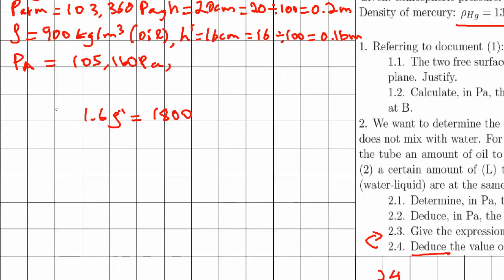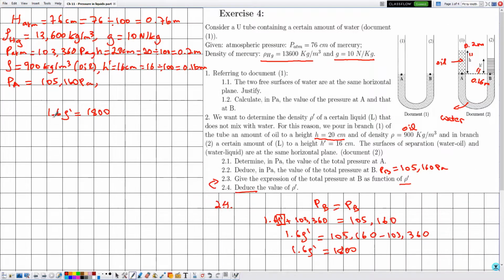Recall that we are interested in determining the value of rho prime. Here we have determined the value of 1.6 rho prime. In order to get rid of 1.6, we divide both sides by 1.6. Then we have that rho prime is equal to 1,800 divided by 1.6. Plugging this fraction on the calculator, the value of rho prime is 1,125. Since all of these quantities are expressed in SI, the value of rho prime will be expressed in SI, which is kilogram per meter cube. Then the density of this liquid is 1,125 kilogram per meter cube.